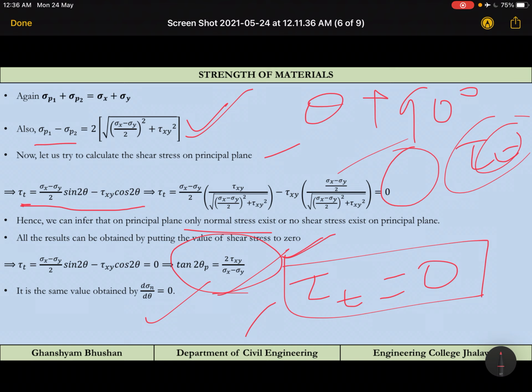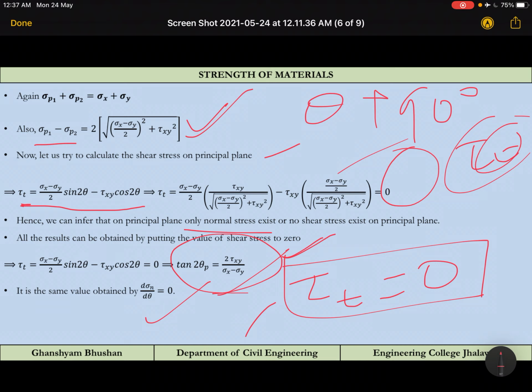In today's lecture we have discussed the principal planes, and how we have calculated them. Principal stresses are the maximum or minimum stresses, they are the extreme values. So these can be calculated by the concept of maxima and minima. For maxima and minima, we have to take the derivative and equate it to 0. We check for what values the derivative is 0, and for those values the function will be maximum or minimum.